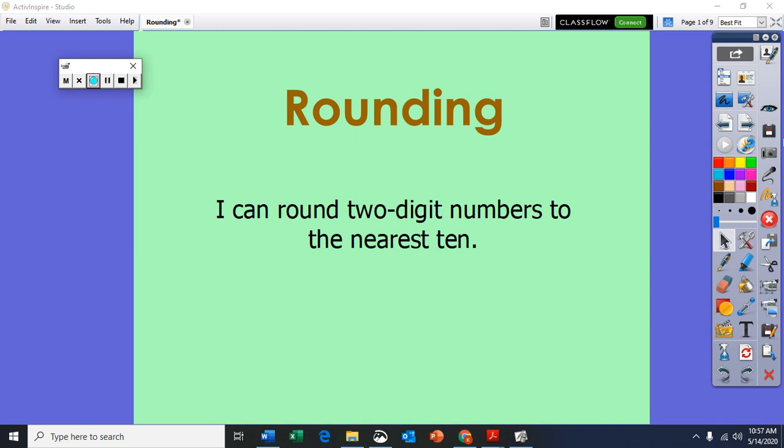The I can statement for today's lesson is, I can round two-digit numbers to the nearest 10.